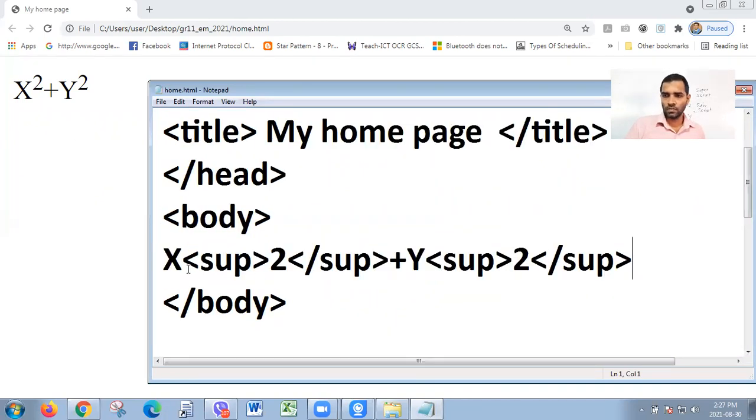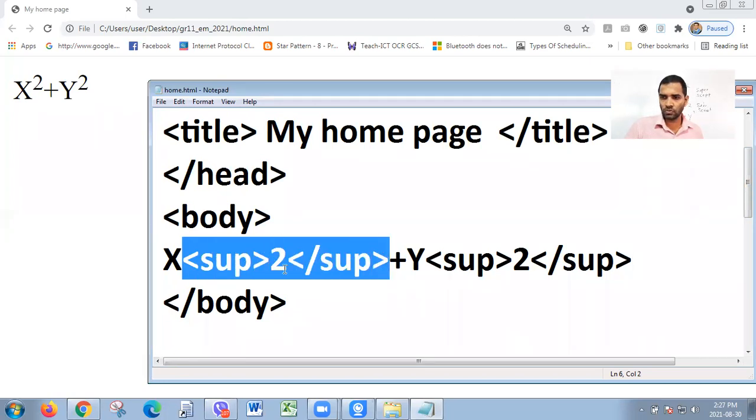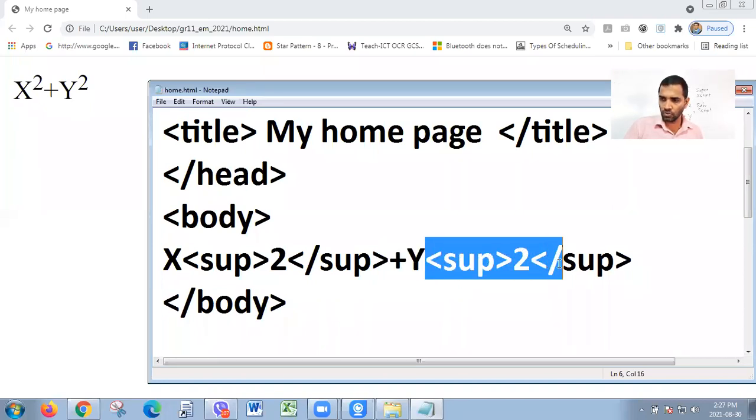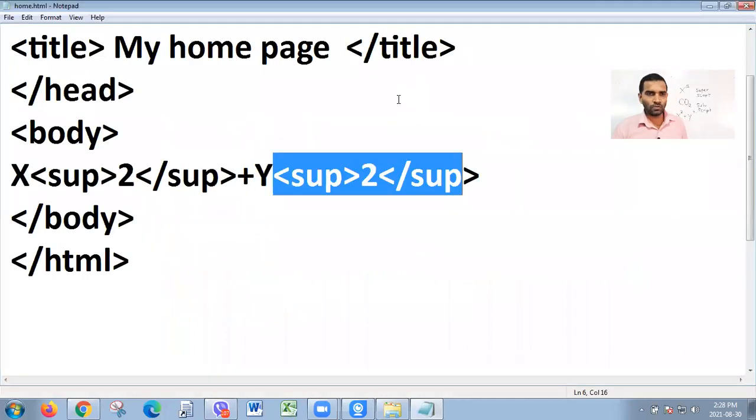So X is in the normal position, then SUP 2 SUP, so that must be superscript, little above. Then you have plus and Y, they are in the normal position. Look at them, they are in the normal position. Then again you start SUP, then 2, then SUP. So that must be little above. This is the output, okay? Right. So this is how superscript is used.